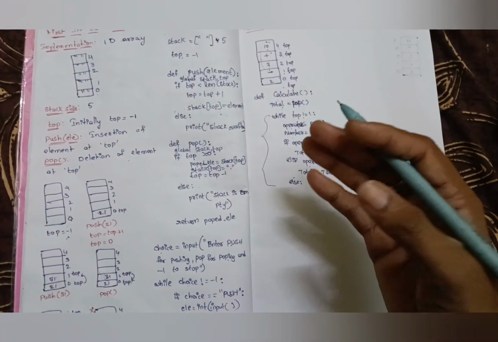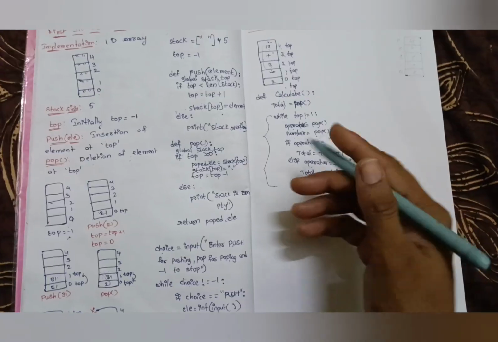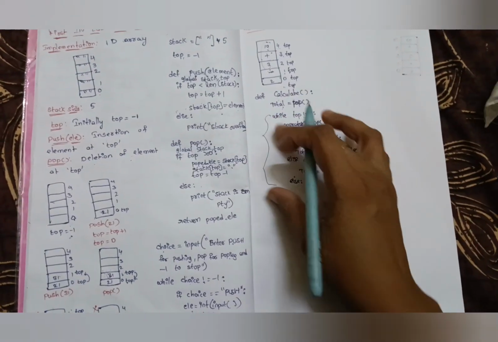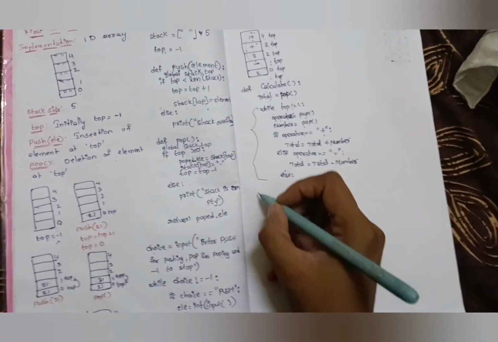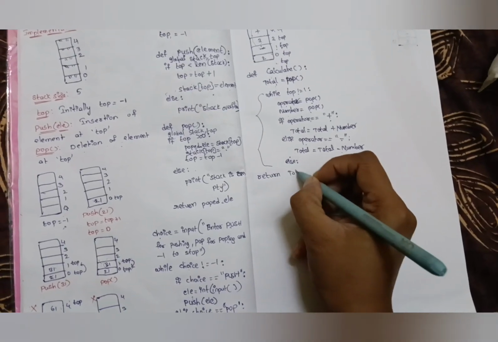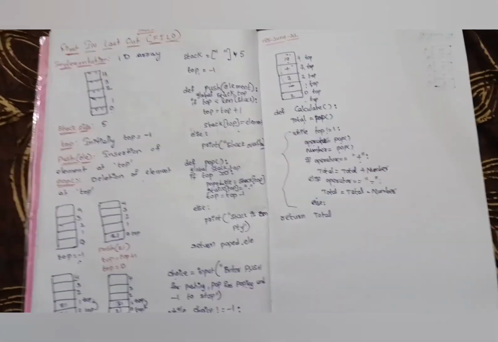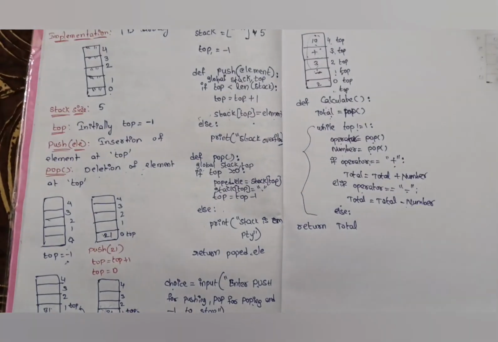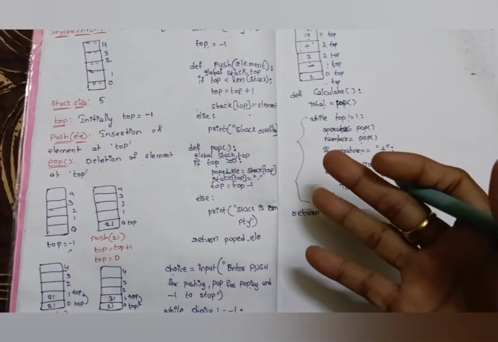After finishing the whole stack, our total will be 11. After completing the whole stack, we just need to return total. This is how you can use a stack for evaluating any expression.